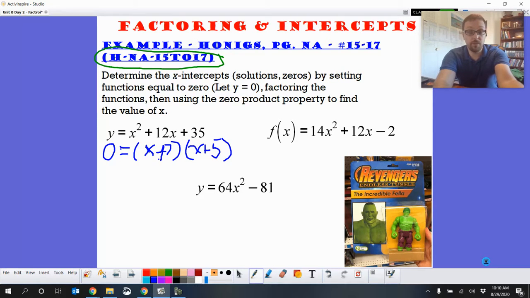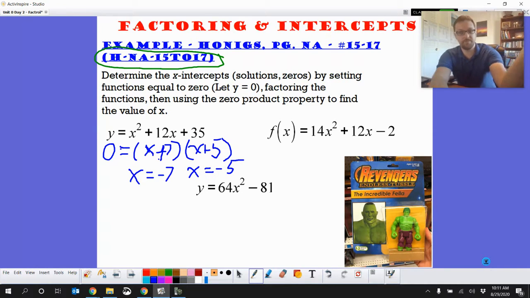Now, we need to figure out what our zeros are, our solutions. So what is going to make each one of those parentheses a 0? So the first one, -7 makes that thing a 0. The other one, -5, that makes it a 0. Done. This next one, if you wouldn't mind moving, friend.